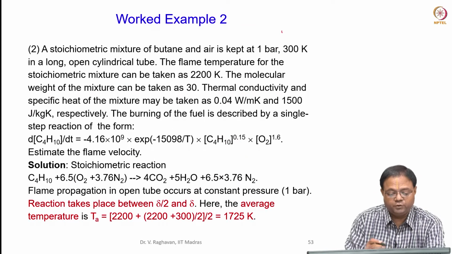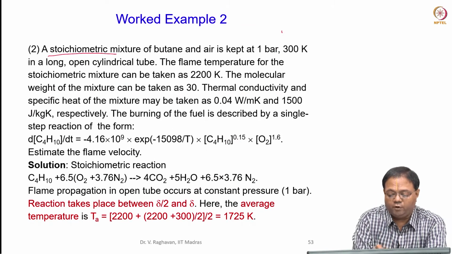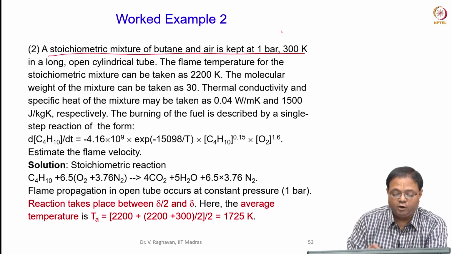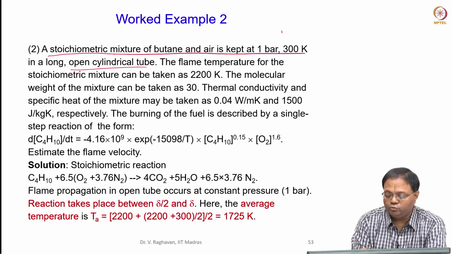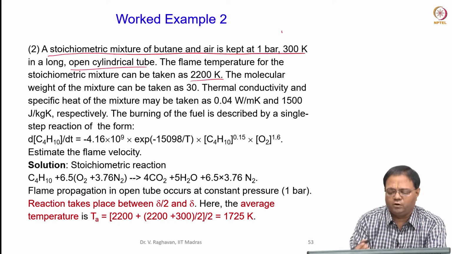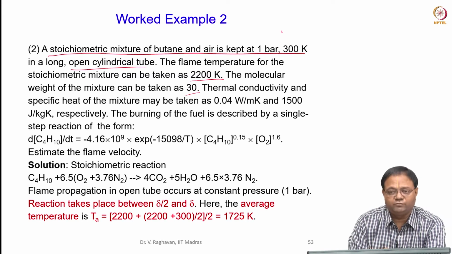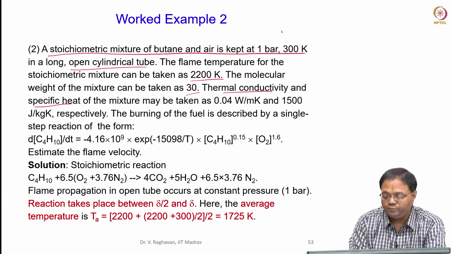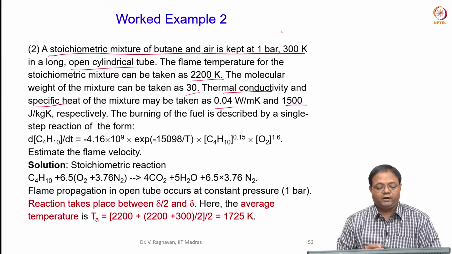Second example: a stoichiometric mixture of butane and air is kept at 1 bar and 300 Kelvin in a long open cylindrical tube. The flame temperature is given as 2200, which is an approximation; you can find the adiabatic flame temperature. The molecular weight of the mixture is given as 30. The thermal conductivity and the specific heat are given as 0.04 and 1500.